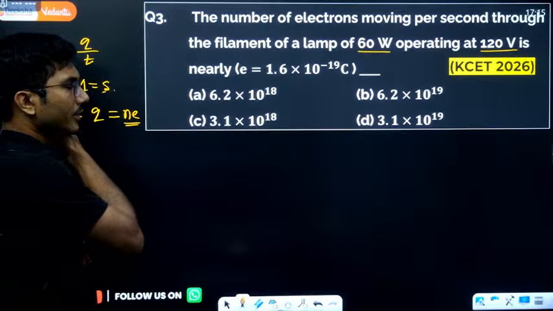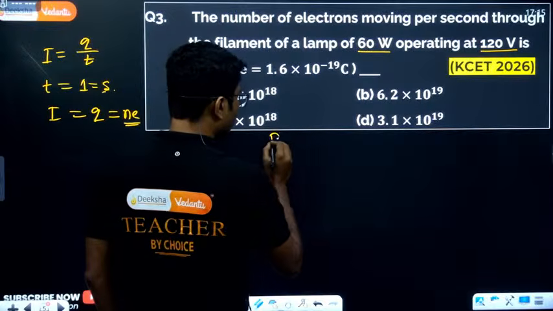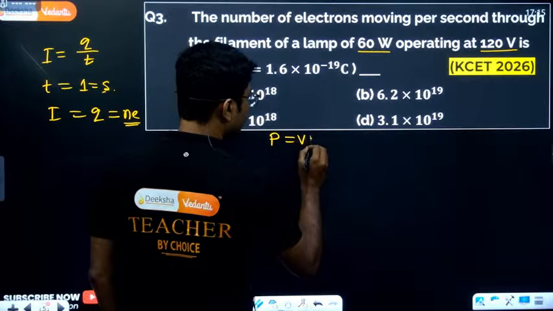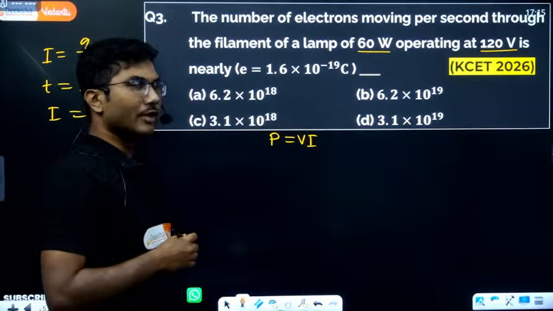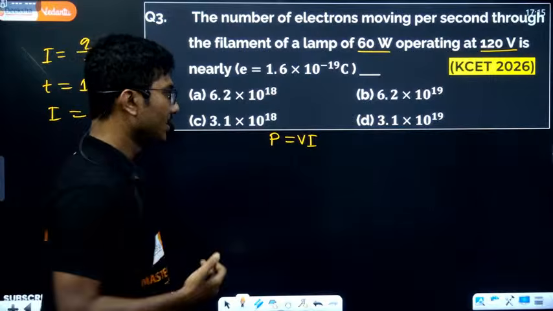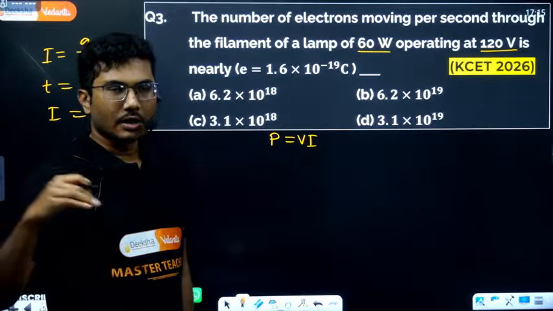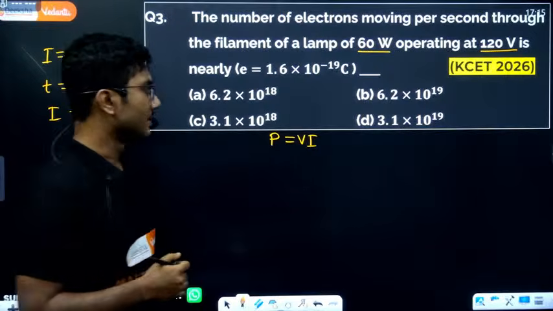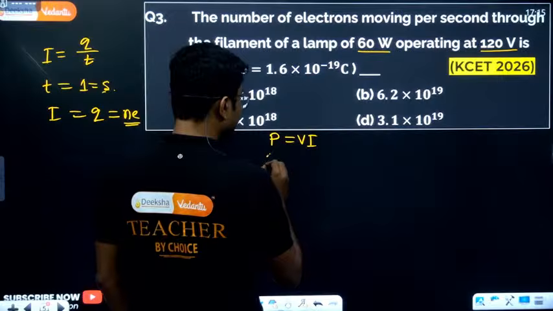So let's try to simplify it. Power is given, and we know that power is given by voltage into current. P is equal to VI. Just to remember, or to recall this, you can remember it like this: Vodafone Idea is power. Voltage is given as 120 volt, power is given as 60.